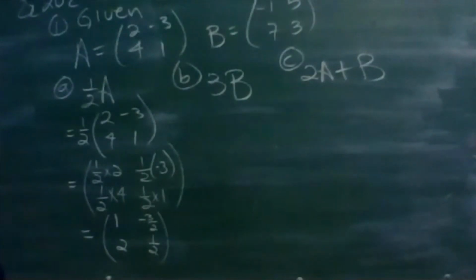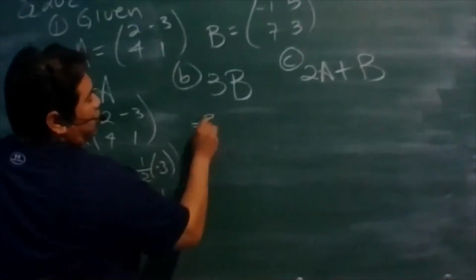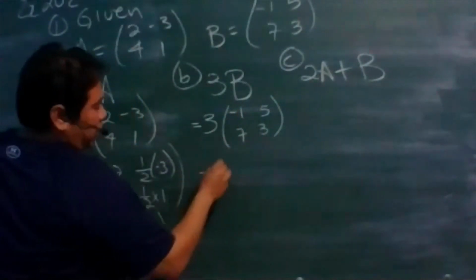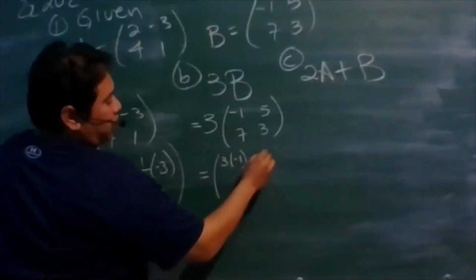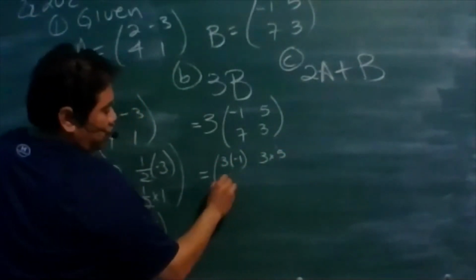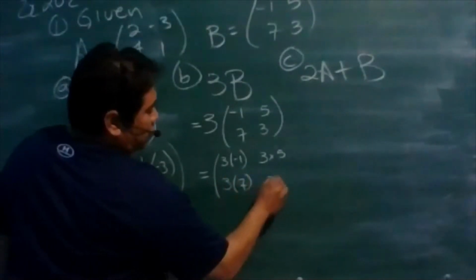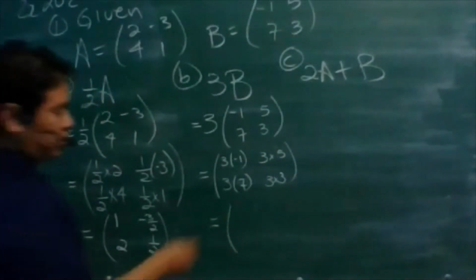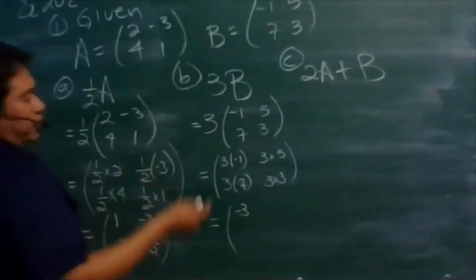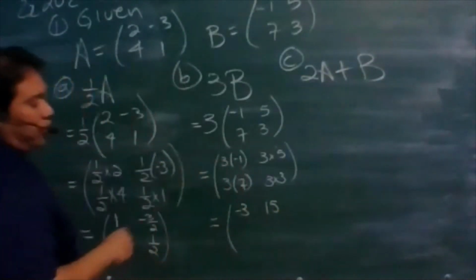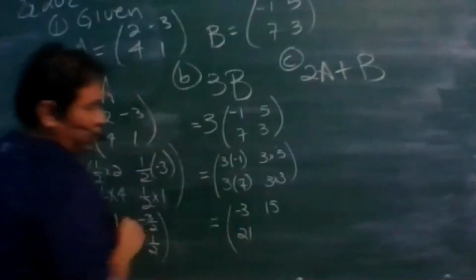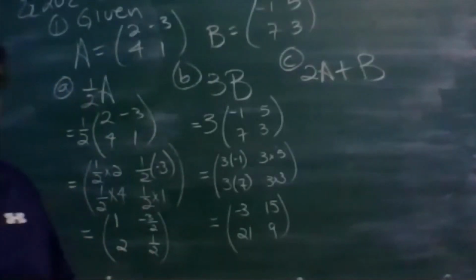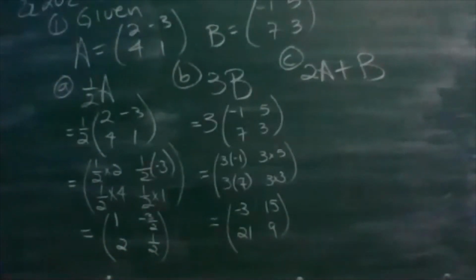So the next one, 1B, says 3B. That's going to be 3 times (-1, 5, 7, 3). So that's like saying 3 times negative 1, 3 times 5, 3 times 7, and 3 times 3, which will give us 3 times negative 1 is negative 3, 3 times 5 is 15, 3 times 7 is 21, and 3 times 3 is 9. So our answer for 3B is going to be (-3, 15, 21, 9).